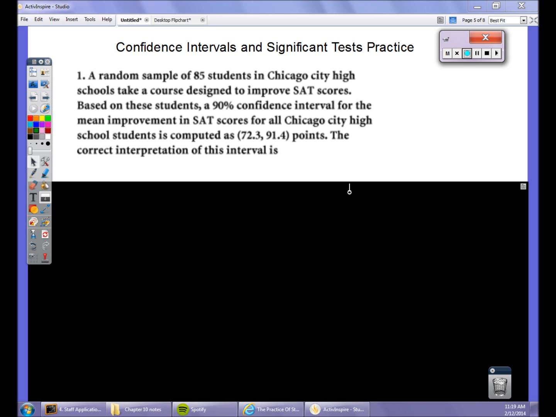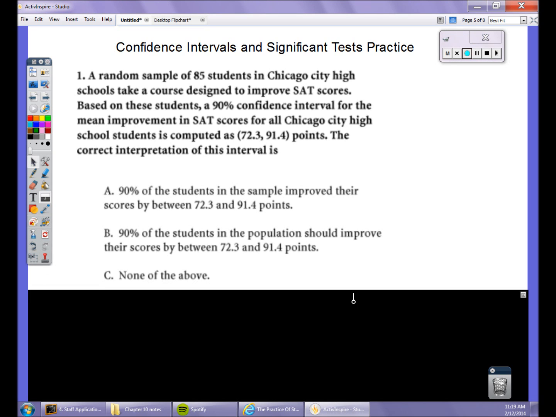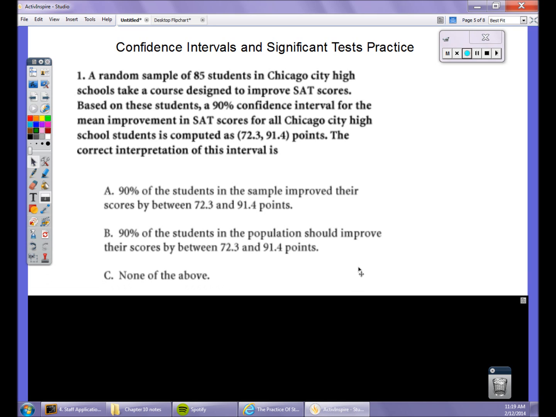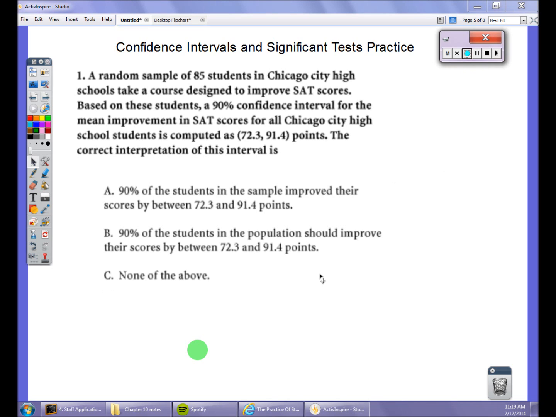And here are some multiple choice answers. See if your answer matches up with any of these. Let's go through each of the possibilities. Answer A says, 90% of the students improve their scores by the interval that they gave me. Answer B, very similar, but 90% of the population.